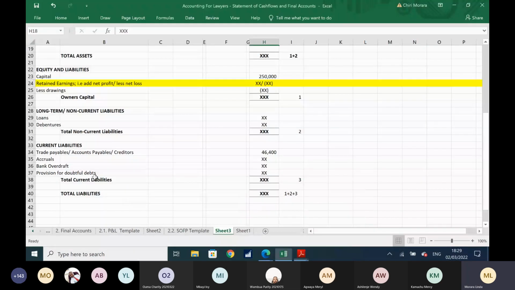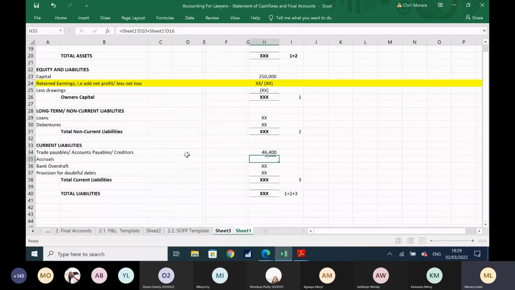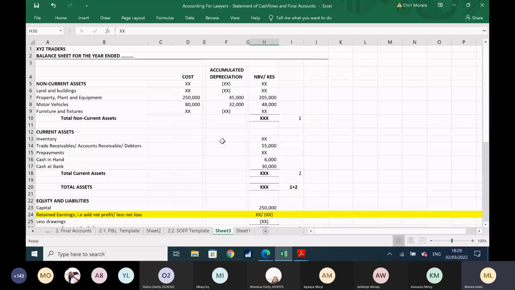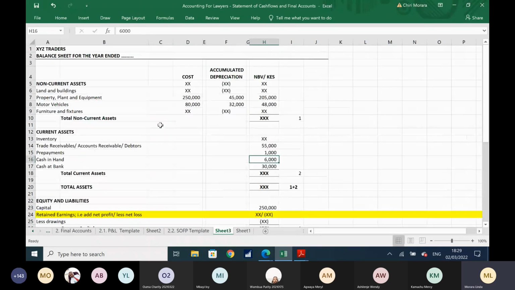The only thing we need to adjust here is the accruals, which are in our additional information, where you had accrued your rent and also accrued your electricity there. And of course, we also had prepayments from the additional information there. Additional information, where is it? Prepayment, yeah, there. 1,000. So I think we are done.